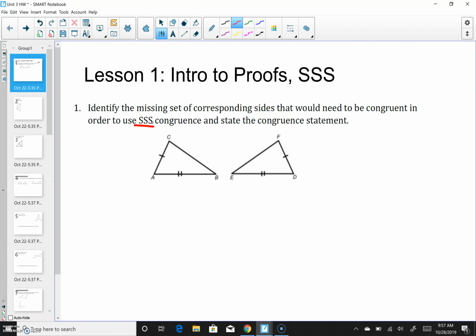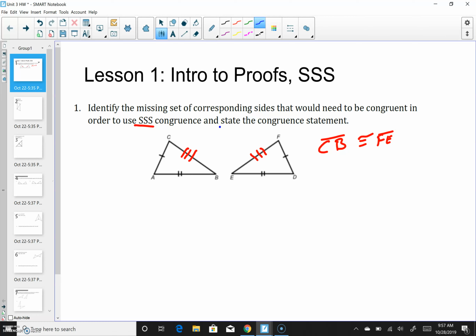So we're only talking about sides in this piece, not any angles, and then we'll state the congruency statement that relates our triangles. So the first one, obviously, they gave us two of our congruent sides. So therefore, there's only one set left that would need to be congruent, and that would be that side CB is congruent to side FE.